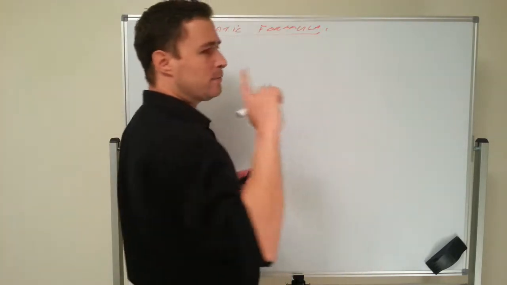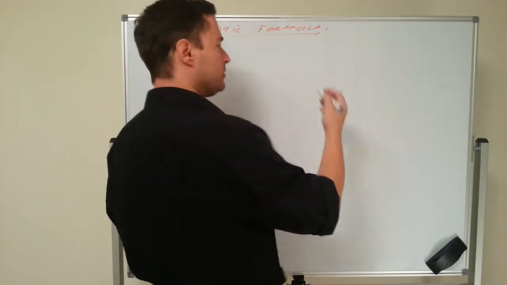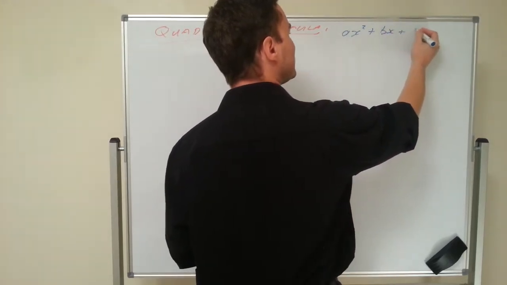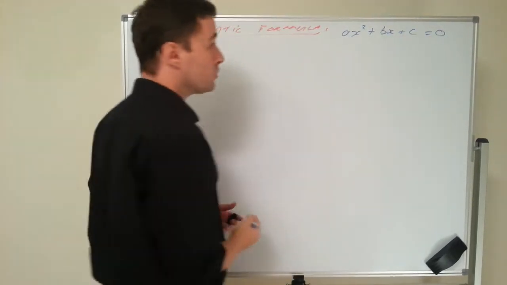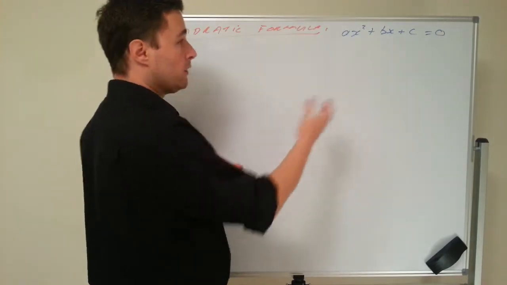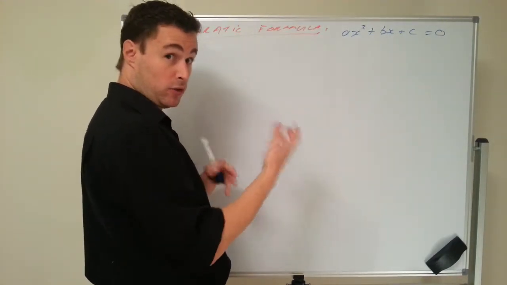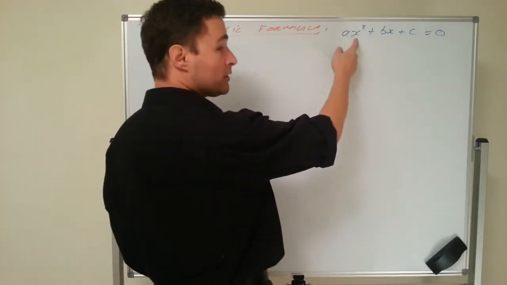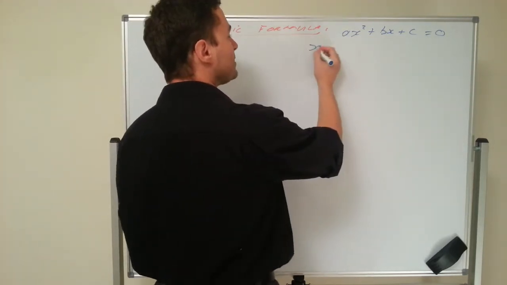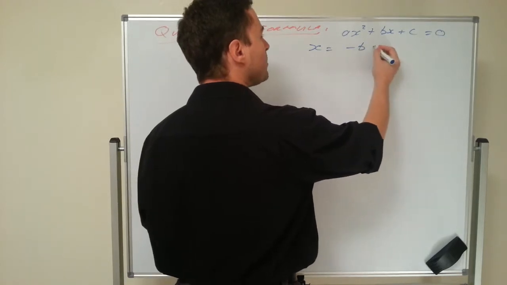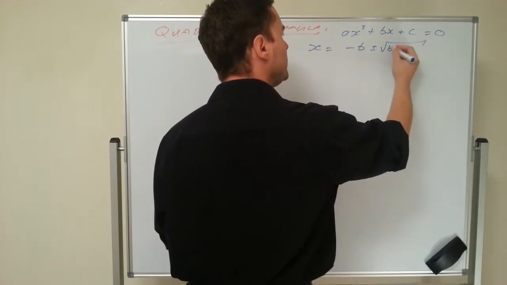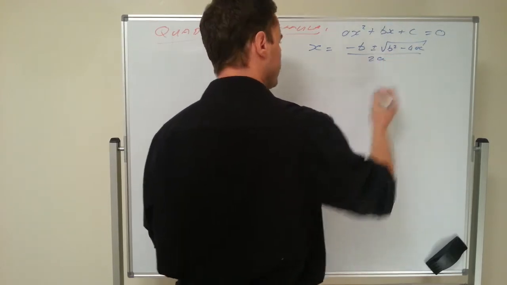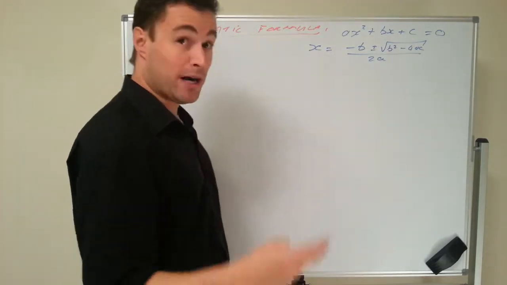Okay, if a quadratic is in the form ax squared plus bx plus c equals 0, so if I've got it in the form where all the x squareds, all the x's, and everything is on one side of the equal sign, then the solution, the answer to x, is x equals minus b plus or minus the square root of b squared minus 4ac over 2a. Okay, so that will give me my two solutions.